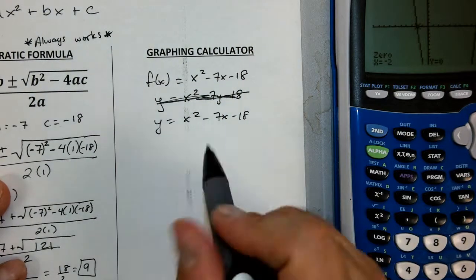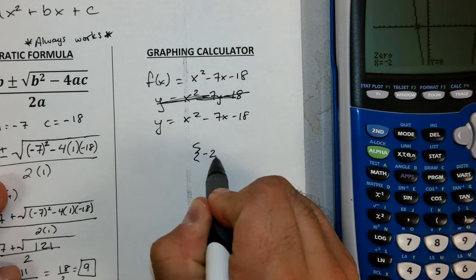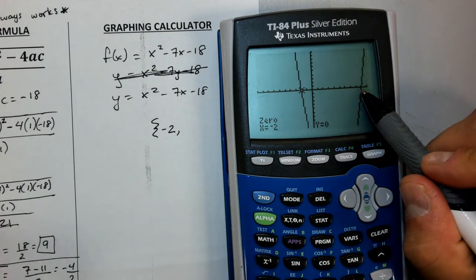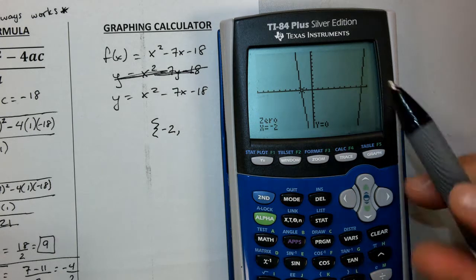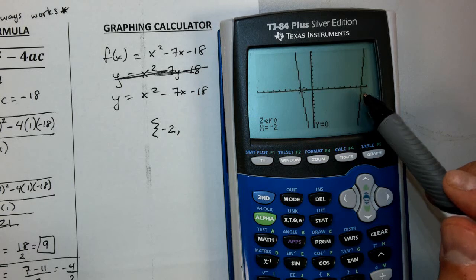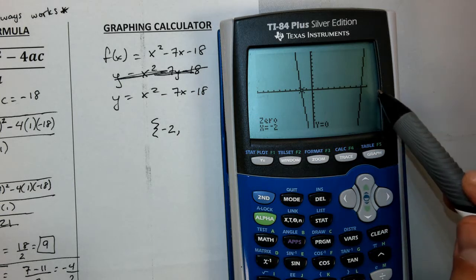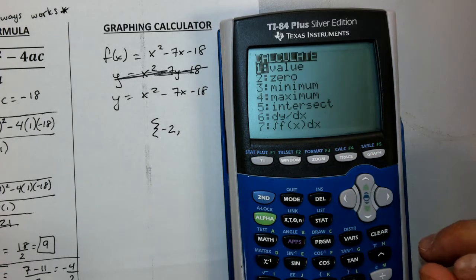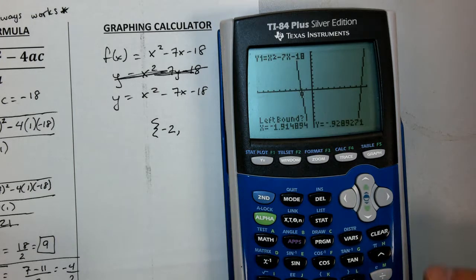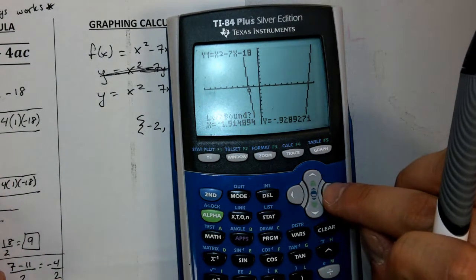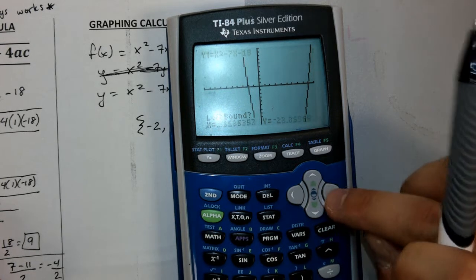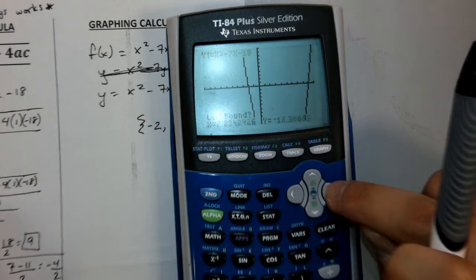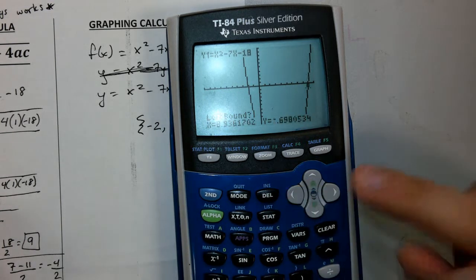And so you write your answer, solution set, negative 2. And then you can see that there is another point over here, so you need to do this one more time. Now, the most that you'll have to do this is twice. You'll never have more than 2, but sometimes you might only have 1, or sometimes you might not have any. You hit the same button, second trace, go to 0, hit enter, and then you're going to have to tab over. It's going to have to loop around. You'll see it come around. Come on, get up there. There it is.